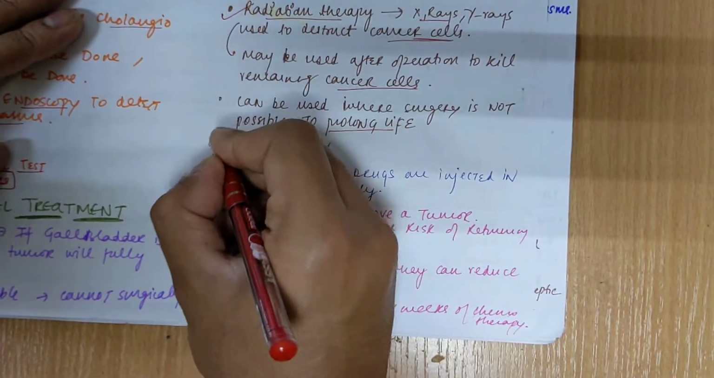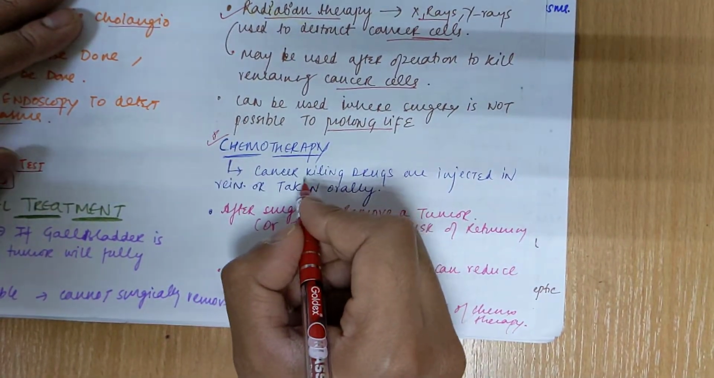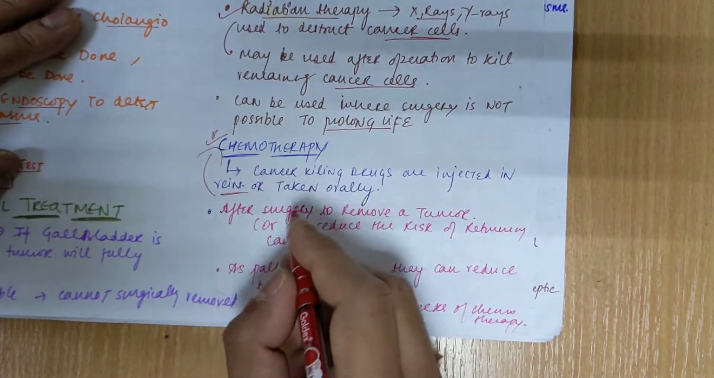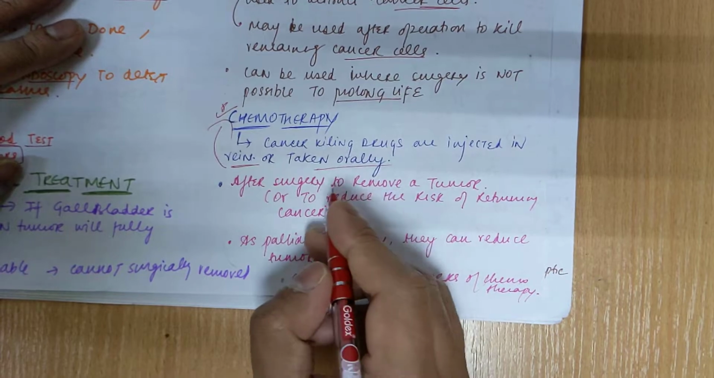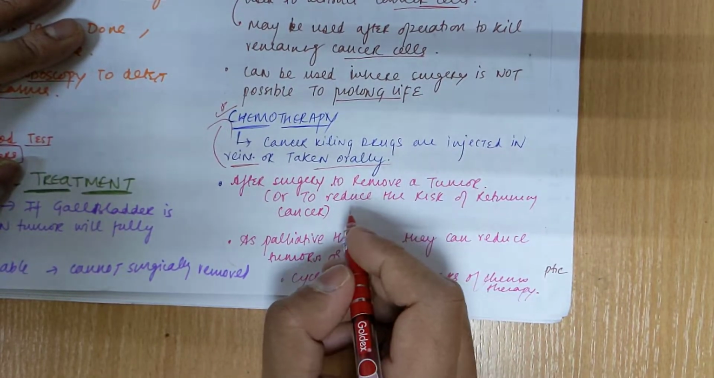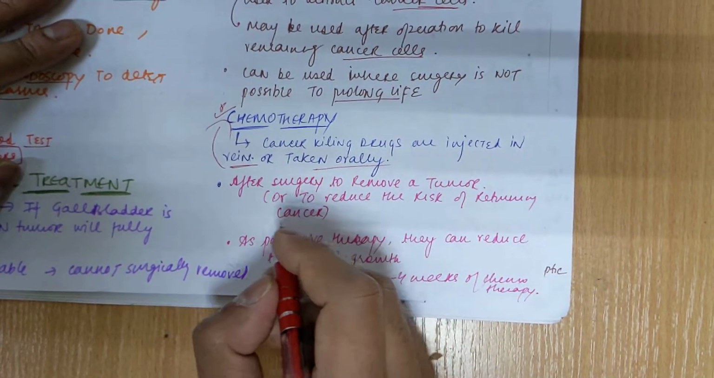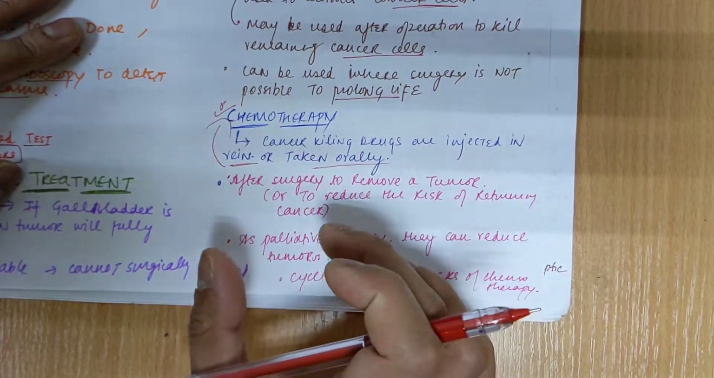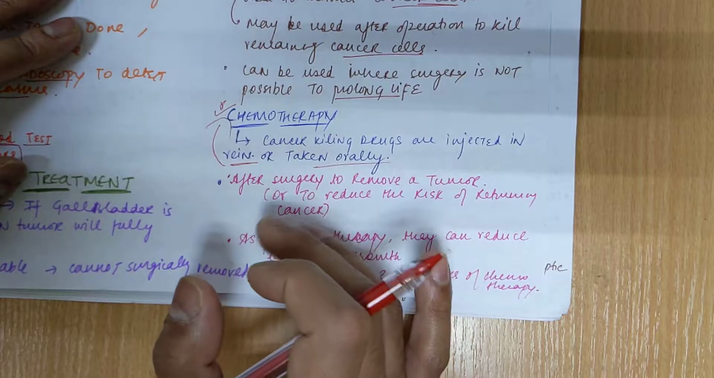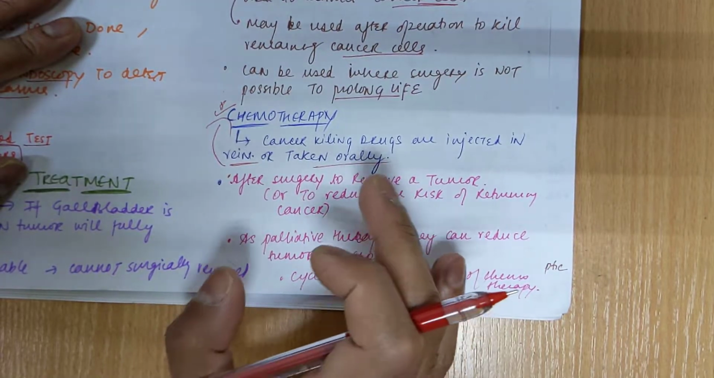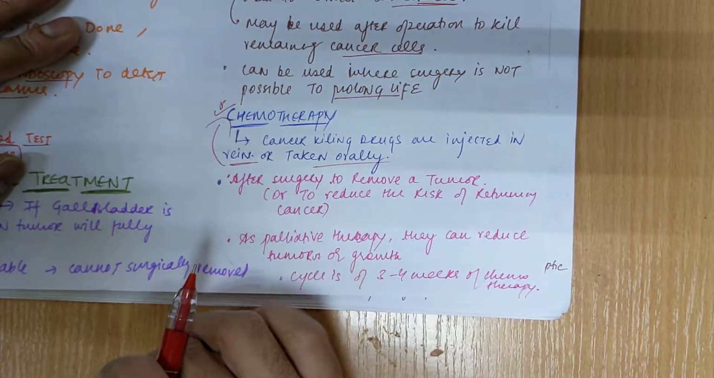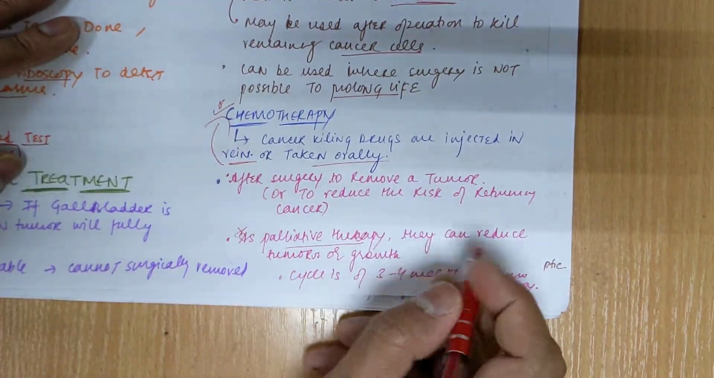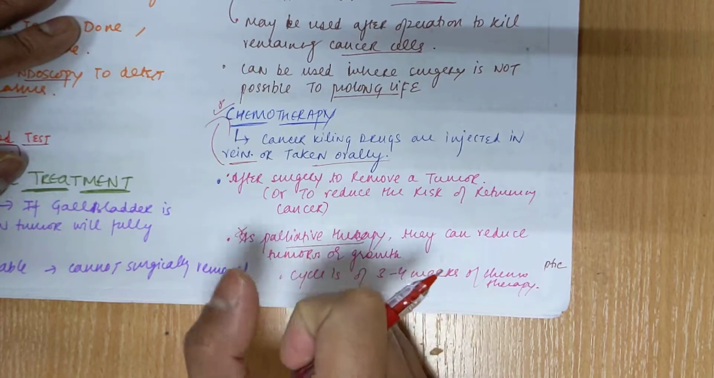Now chemotherapy is also an option. We can go with chemotherapy. Cancer-killing drugs are injected in the vein, which is the meaning of chemotherapy, and they can also be taken orally, and given after surgery to remove a tumor or to reduce the risk of returning cancer. Okay, so it is done after surgery if some tumor is left, or it is also used to reduce the risk of recurrent cancer. And it can also be used as palliative therapy, and it can reduce tumor growth and tumor size.